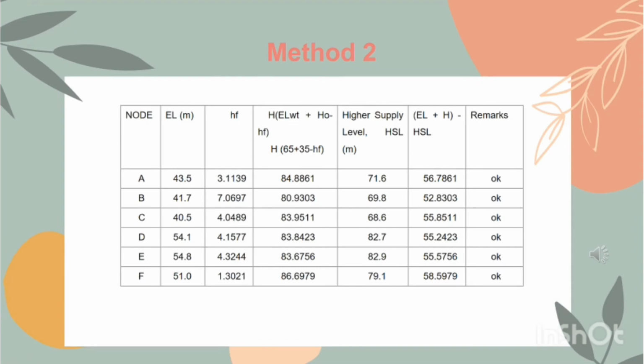Next, for the second method, the node elevation level and the H are exactly the same as in method 1, but the next column is a bit different, whereby we're going to use the higher supply level, HSL. The next formula is elevation level plus H, minus HSL. After getting all the values, we can remark them as OK.